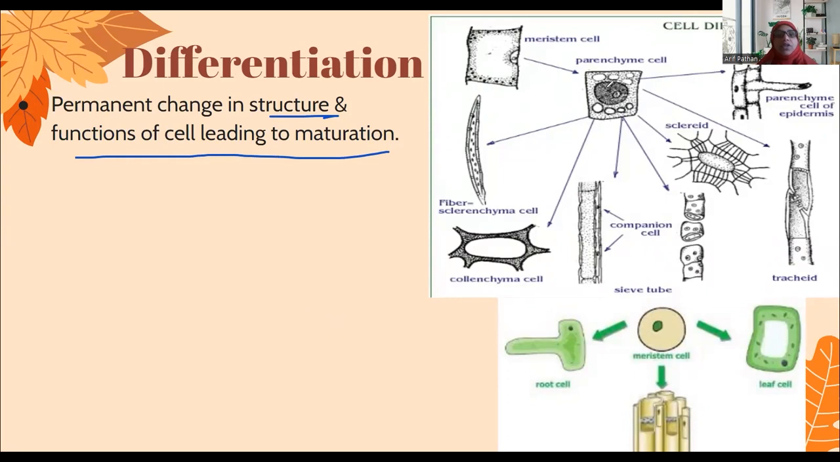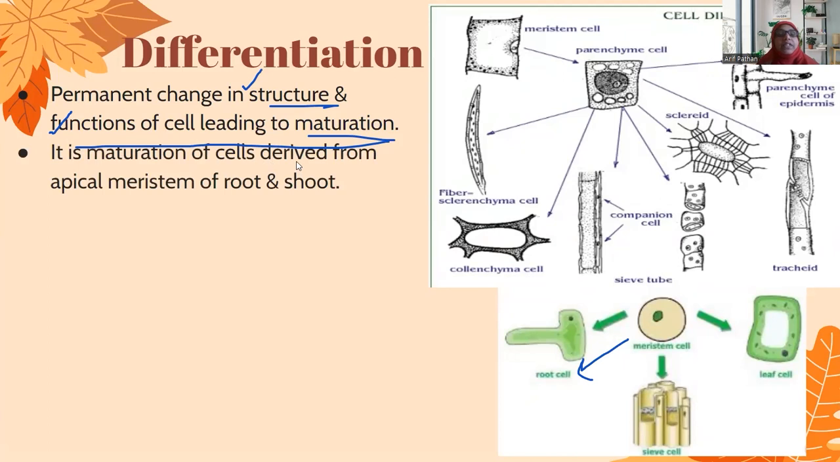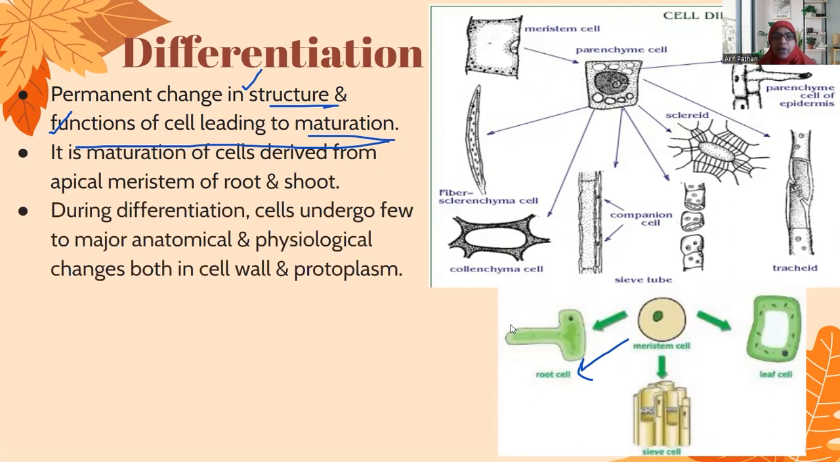Obviously, if a meristematic cell has to become a root cell, it will undergo change in structure, change in function, and finally leading to maturation, and then it will function as a root cell. This meristematic cell which has now become a root cell will function as a root cell throughout its life, mostly. So it is maturation of the cells derived from apical meristem of root and shoot. So meristematic cells are located at two places, the root tip and the shoot tip. From there differentiation will take place.